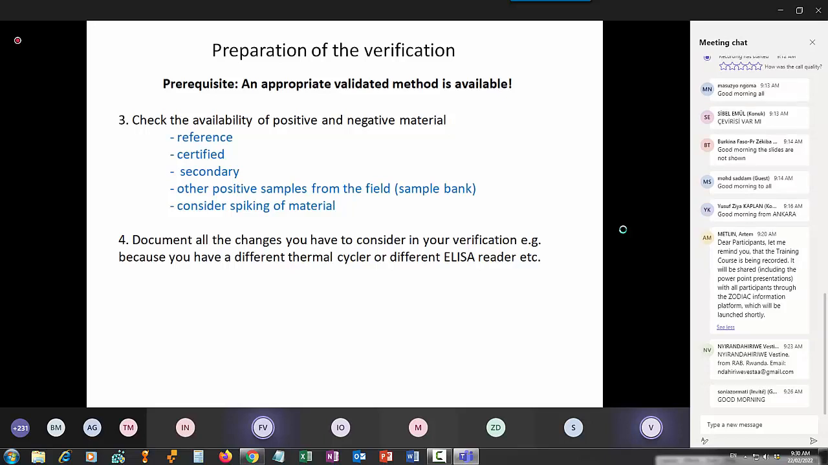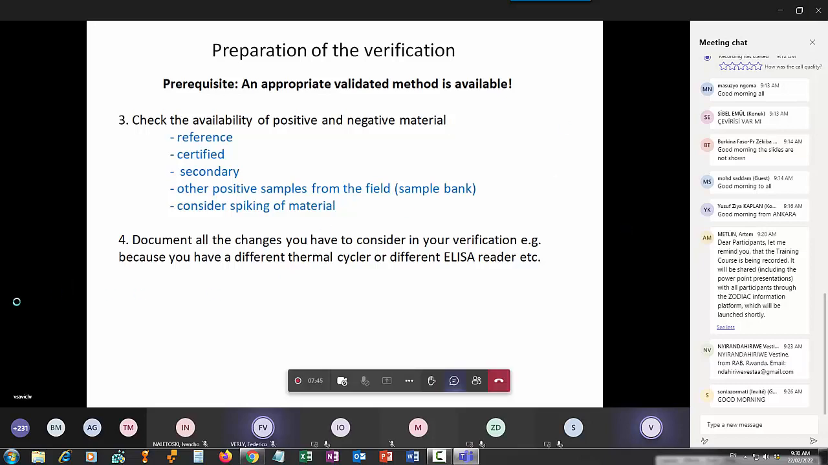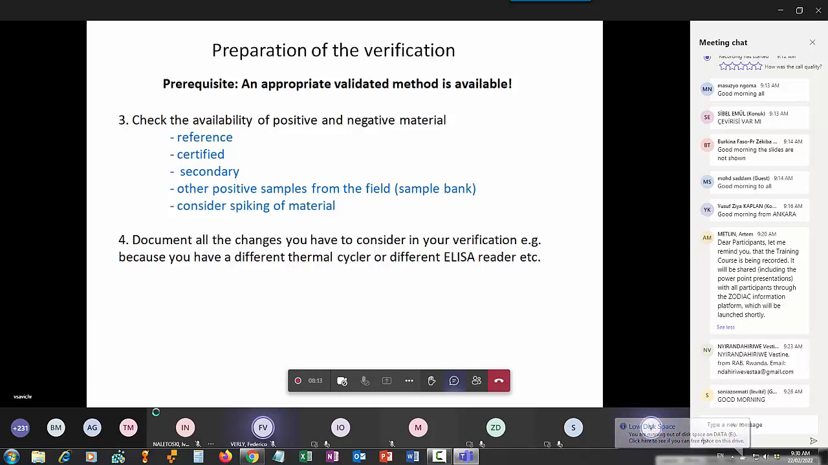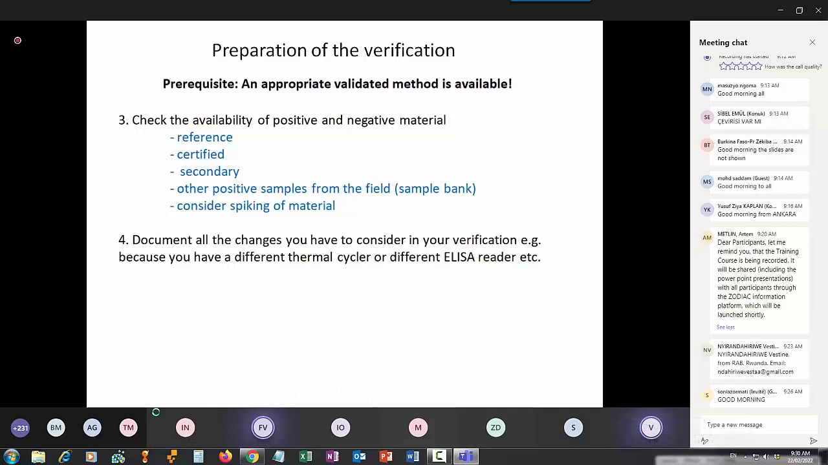Also, think about spiking of your material. So if you don't have positive samples in your sample bank, then you can take a negative sample and you can spike it with the reference material or secondary material. Also, there was a question about synthetic positive controls used for verification. Then, if you don't have any other options, you can also use synthetic DNA because it is easy to obtain. But there are some disadvantages.